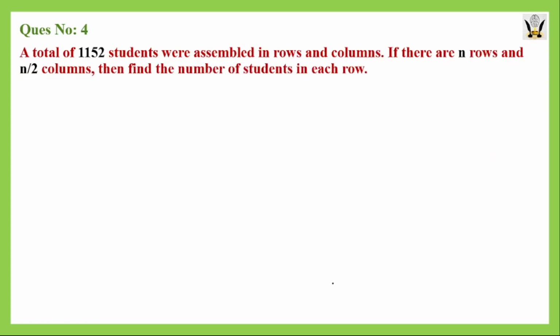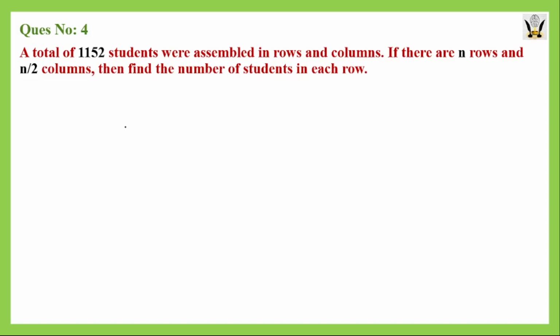Now the next sum says that a total of 1152 students were assembled in rows and columns. If there are n rows and n by 2 columns, then find the number of students in each row.